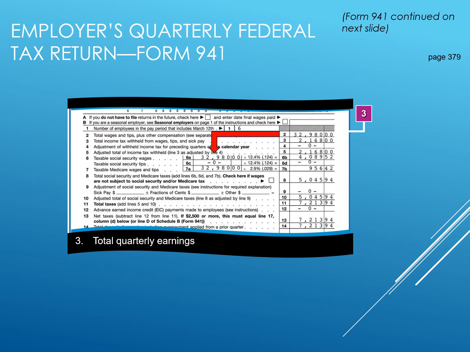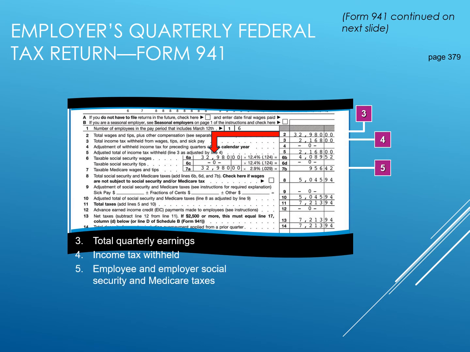Then on line 2, we will record the total amount of salaries we paid out for the quarter. We will take line 2 and carry that amount to lines 6A and 7A. The income tax is reported on line 3.